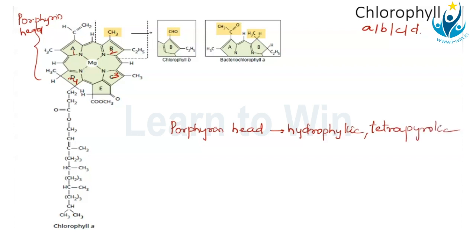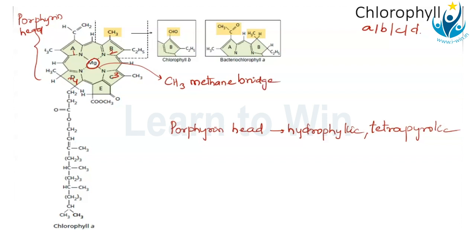It is called tetrapyrrolic because it contains four pyrrolic rings, and all these rings in the center are joined by a magnesium. They also have methane bridges. They are joined to this magnesium using methane bridges. So the bonds that join the four pyrrolic rings to the magnesium are methane bridges.